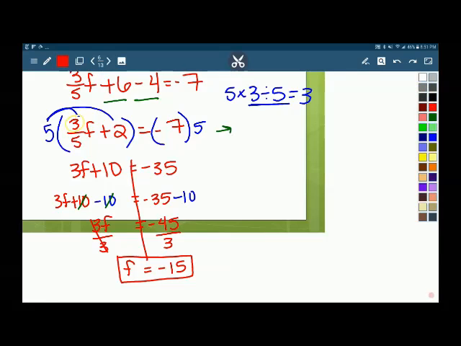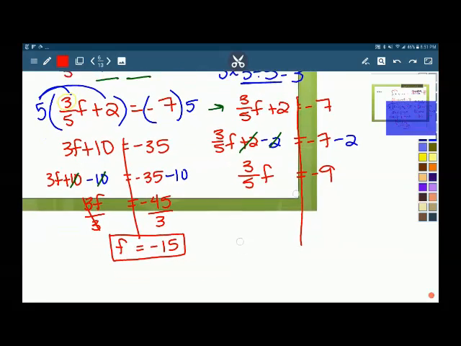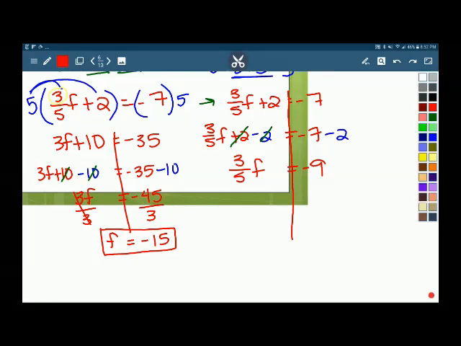So let's say you decided you didn't want to clear that fraction. You have 3/5 f plus 2 is equal to negative 7. You could also start solving. Okay, so I'm going to scoot the left side over, 3/5 f plus 2. I'm going to get rid of that plus 2 by doing the opposite, so I'm going to subtract 2 from each side. Positive 2 and negative 2 end up being 0, and now I just have 3/5 f is equal to negative 9. And another method that you could use instead of doing the distributive property is multiplying by the reciprocal.